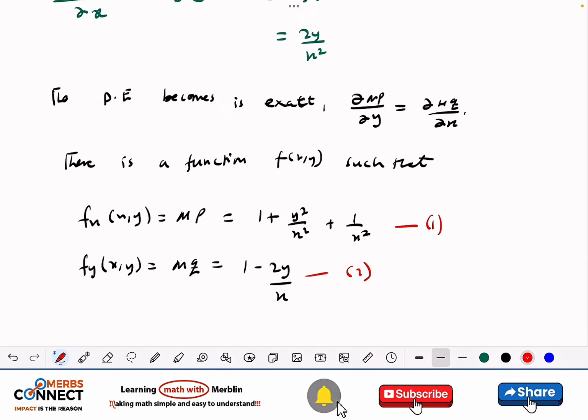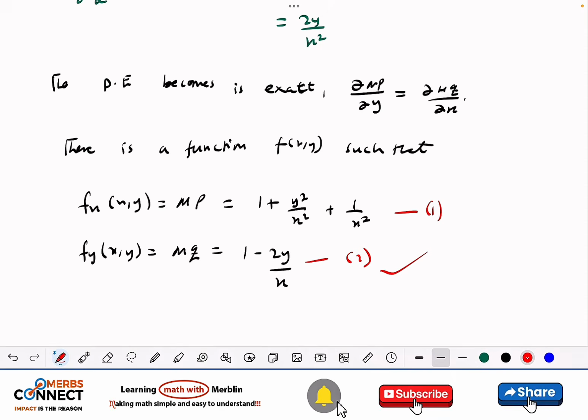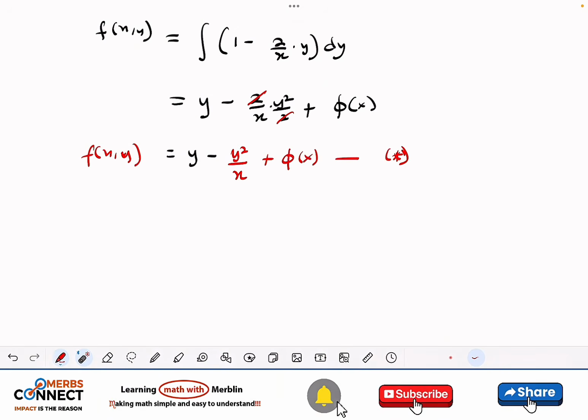So we've made use of equation 2. We need to make use of equation 1. So what do we need to do? We need to differentiate equation star with respect to x. So let's do that. Differentiating this with respect to x.